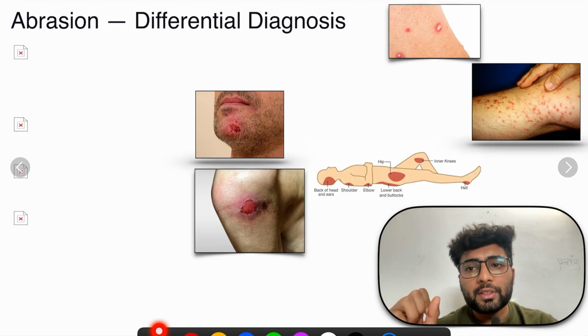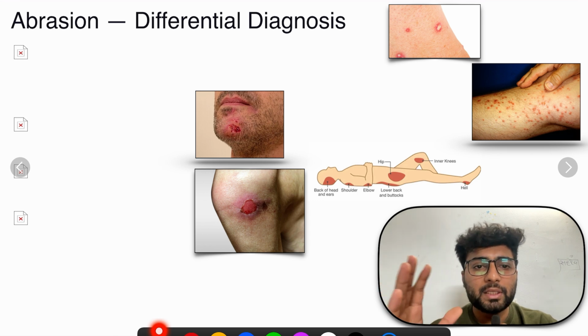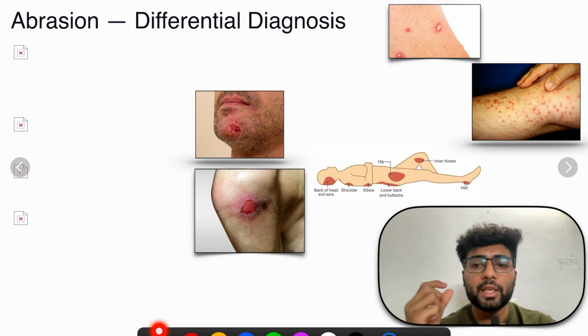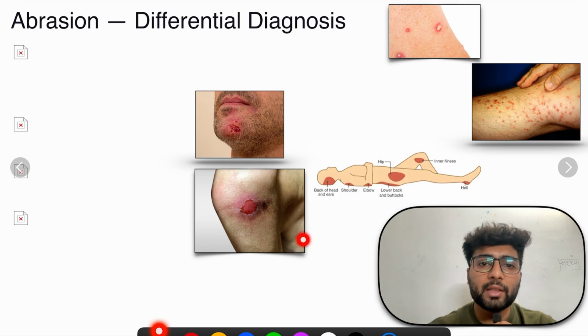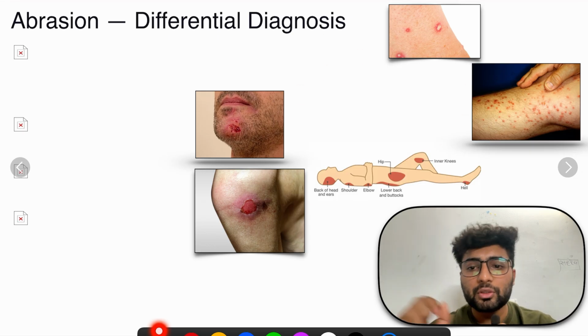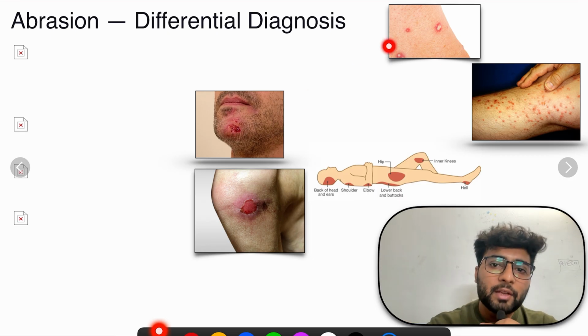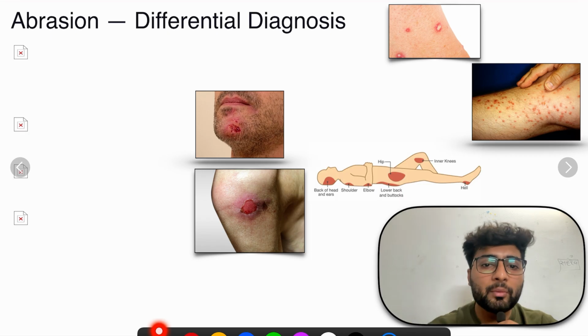Now what are the differential diagnoses of abrasion? See, abrasion is caused due to any injury or any instrument or during any fight. Now these are not caused due to any instruments or during any fight, so these are not medico-legal abrasions. These are different from abrasion but they look like abrasion, so we need to differentiate these from abrasions.